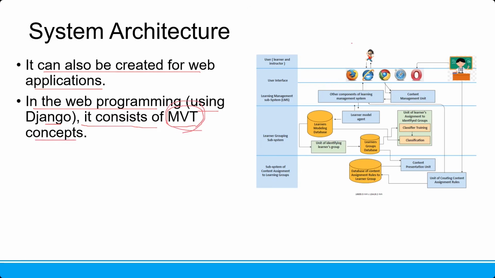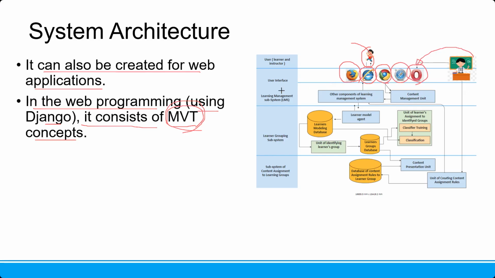Let's say I have the user, and the user can connect to the system through the web browser, for example, using Mozilla, using Microsoft Edge, or using Google Chrome. This is another kind of web browser. This is another web browser. And then the teacher will connect to this web browser.